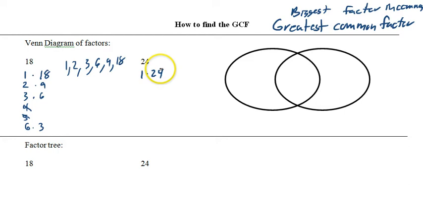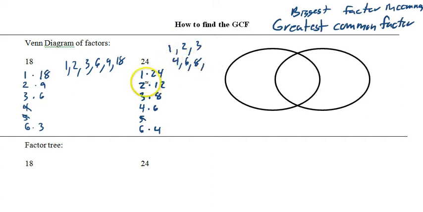And then the same with 24. It's 1 times 24, 2 times 12, 3 times 8, 4 times 6, and then 6 times 4. And there's our flip. So it's 1, 2, 3, 4, 6, 8, 12, and then the big old 24. Okay, and then we're going to put 18 over here and 24.